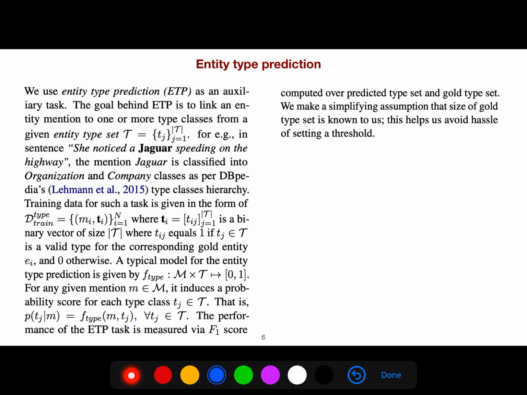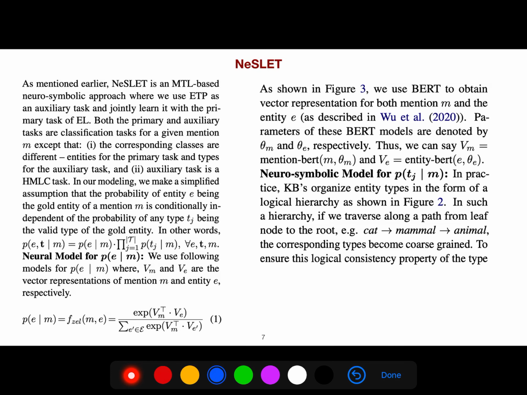For type class T_j, this is the probability that, given a mention, the type is equal to, for example, findings. And their approach is called Nested or NESTLE. So they are following models of the probability of entity given mention, where V_M and V_E are the vector representations of mention and entity.